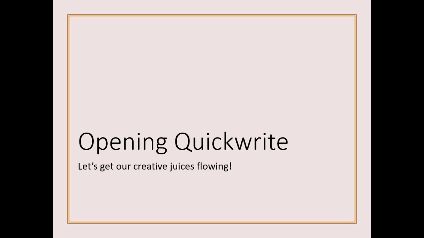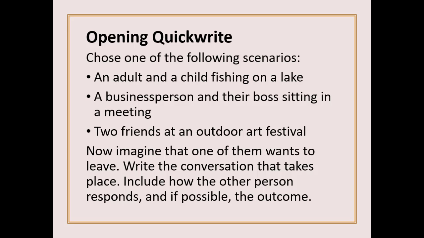Let's start with our opening quick write to get our creative juices flowing. For this quick write, you will be able to choose one of the following scenarios. The first one is an adult and a child fishing on a lake, a business person and their boss sitting in a meeting, or two friends at an outdoor art festival. Now what I'd like you to do is imagine that one of these characters wants to leave the place where they are. And then you're going to write the conversation that takes place between those people with one of them wanting to leave. If possible, try to include how the other person responds as well as the outcome.